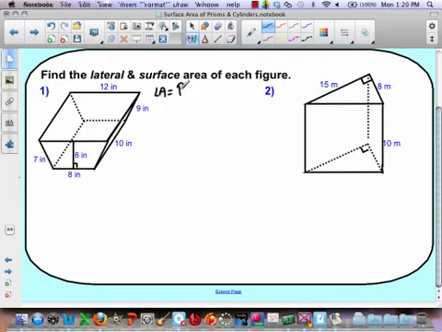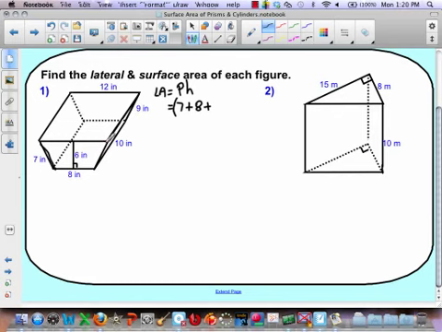Perimeter of the base times the height of the prism. Okay, so guys, look at my shape down here. What's the perimeter of my base? We'll start adding up all the sides. We have 7 plus 8 plus, okay, what's this length right here? No, take a closer look.